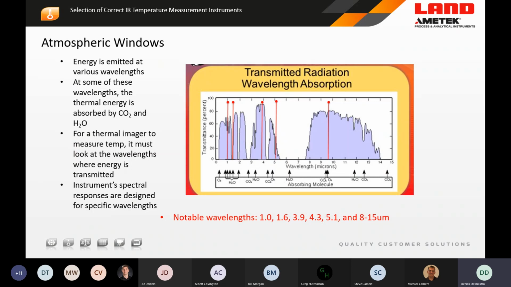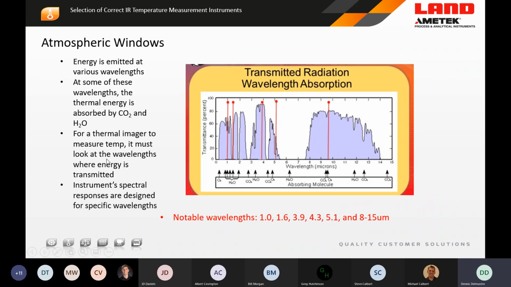Now, something we have to contend with, when you have an IR instrument, you're actually receiving the energy from the object. So we have to work within what we call atmospheric windows. Now, energy, as I've said a couple times, is being emitted at various wavelengths, and at some of those wavelengths, the energy can be absorbed by CO2 and water. And it's a little tough to see, but you can see at these wavelengths, you have a lot of areas where CO2 and H2O are actually absorbing the energy. Now, it may not be total absorption, but they are absorbing some.